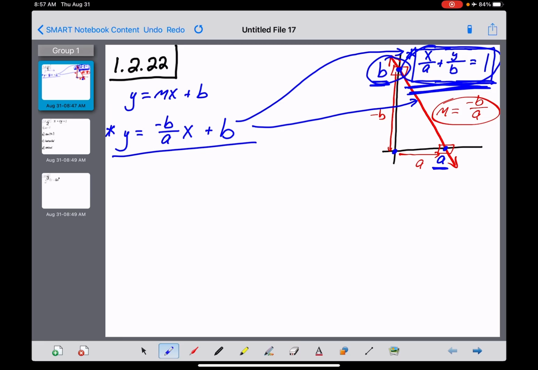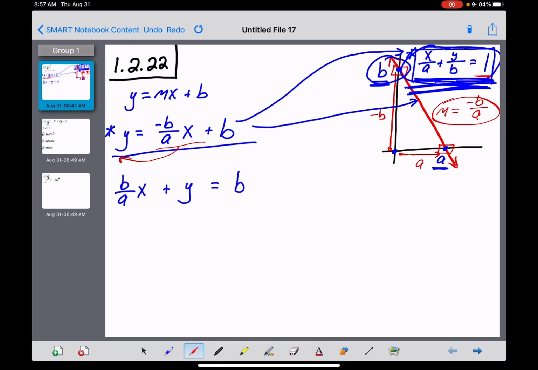So what I'm going to do is take this x term here from the right and bring it over to the left. And that's now going to be a positive b over a times x plus y, and all of that is going to equal b. So now I'm at least in the right format of what I was looking for here. X term plus y term is equal to a constant.